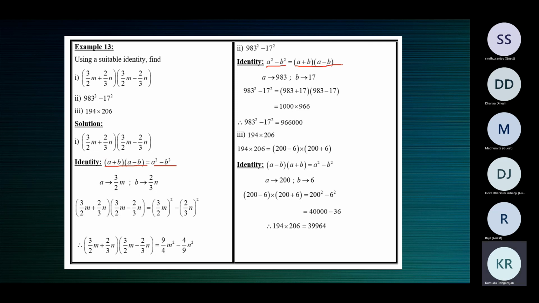Same identity. In 1 and 2, we are using, am I audible, children? Yes, ma'am. Okay. In subdivision 1 and 2, we're using the same identity, but just that we're writing it the other way around. In the first one, we wrote it as a plus b into a minus b is a square minus b square. Second one, a square minus b square is a plus b into a minus b. Same identity.